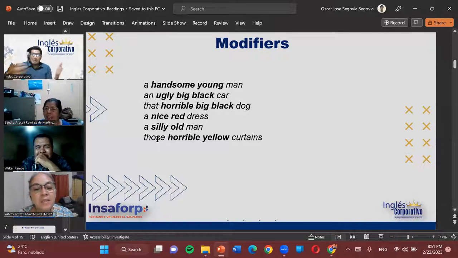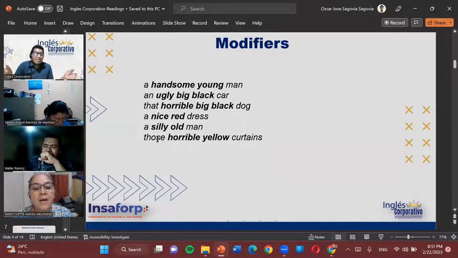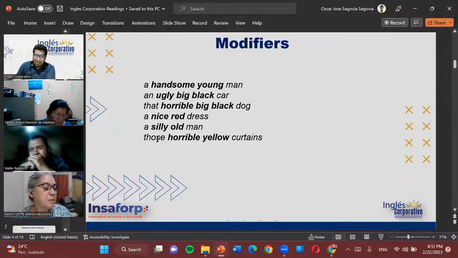The easiest one to remember is purpose. In my opinion, at least, the easiest one is purpose because it's always right before the noun.